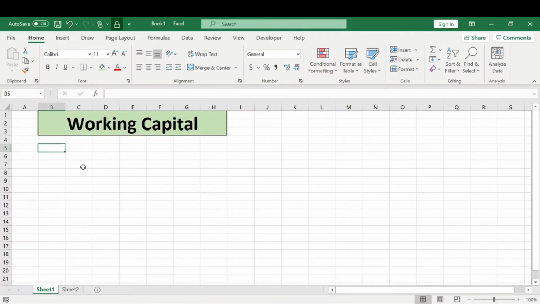Welcome to Made Simple. Today we're going to be talking about working capital, specifically what it is, why we need to know it, and how to calculate it.